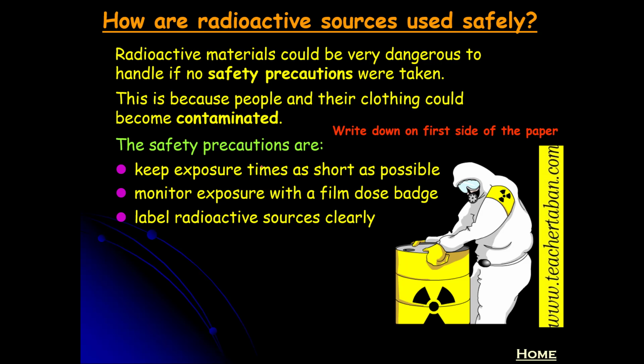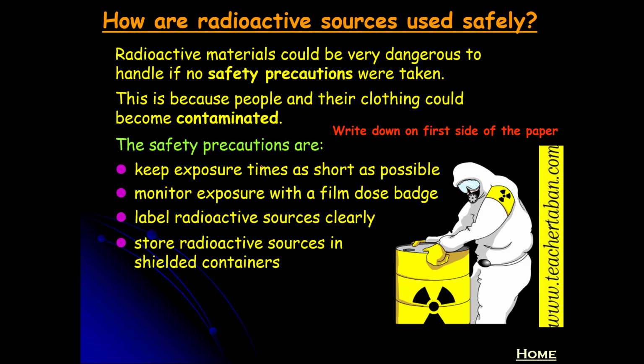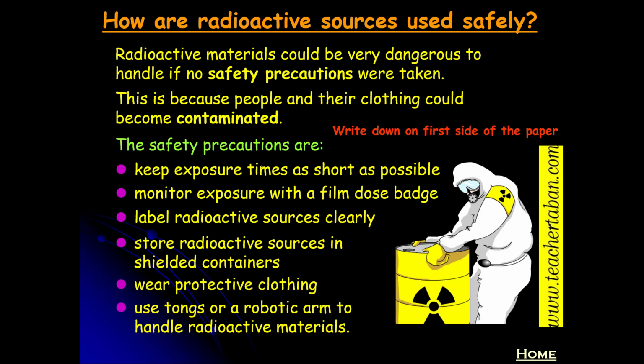Always label these radioactive materials clearly, especially in the lab. Label those properly such that no one comes and tampers with them. Store them in shielded containers. Always use lead containers or containers made of lead. We saw the reason for that. And always wear protective clothing. Put on protective gadgets. And lastly, always use tongs or robotic arms to handle radioactive materials. Don't handle them with your bare hands.